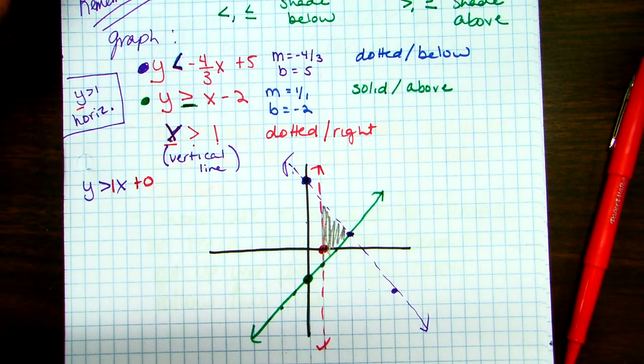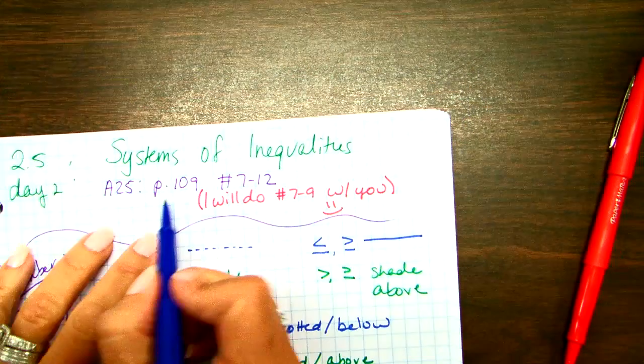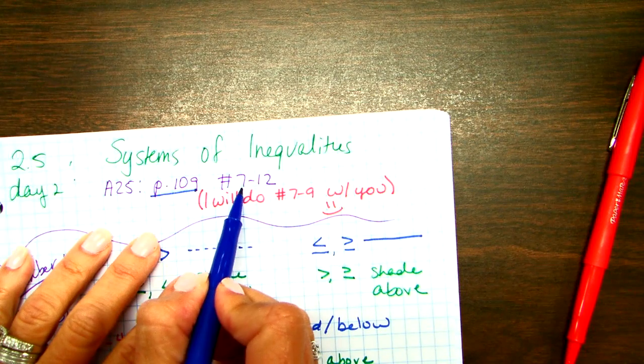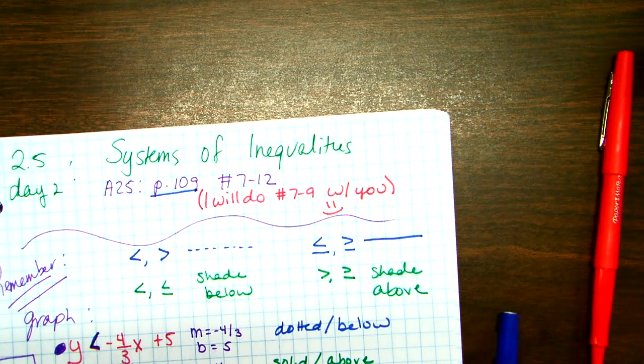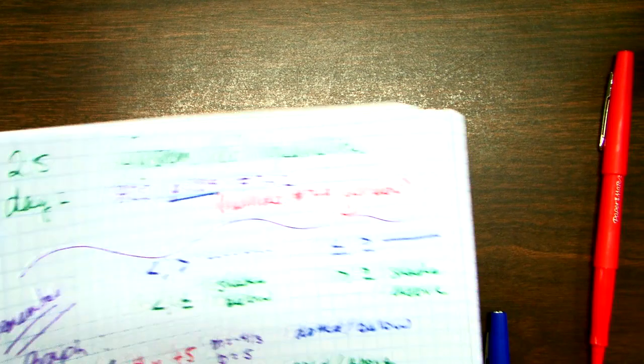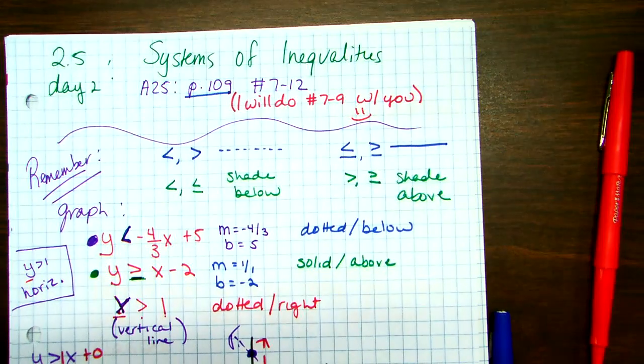So what I want you guys to do is find your page 109, and I'm going to do 7, 8, and 9 with you. I'm going to pass out some graph paper right now. I'm going to give you one, but if you need more, all you have to do is ask. Happy to give you more, okay?